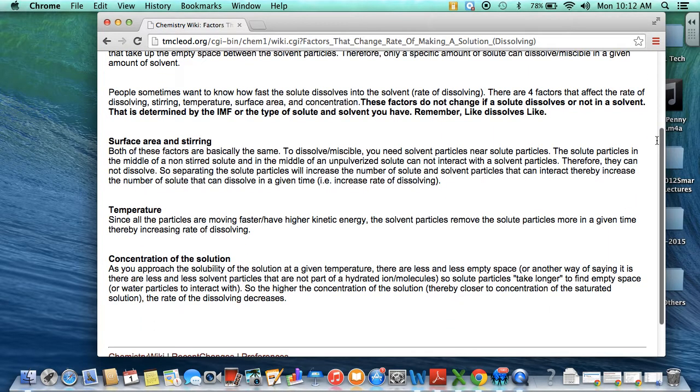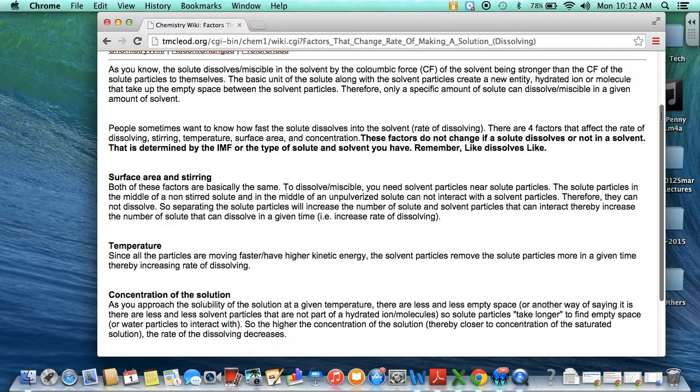One, of course, is temperature, which we had talked about before in the temperature effects on solubility video. That's talking about how much solute you can dissolve given the amount of solvent. This is how fast it dissolves.